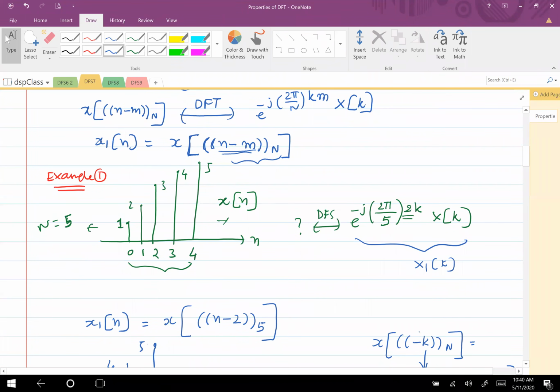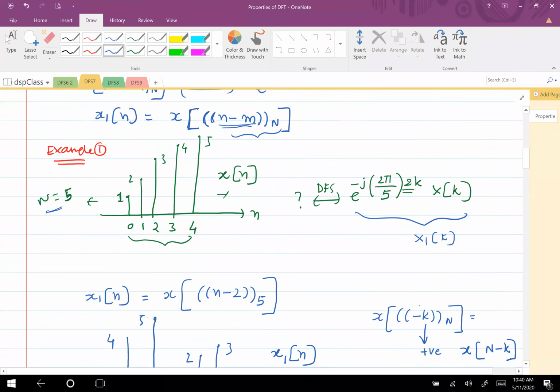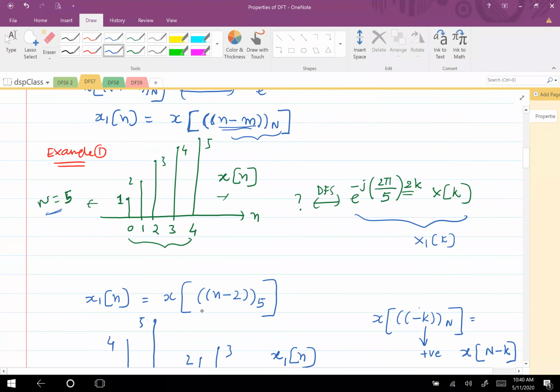Say for example, this is your x of n, with N being 5, and you want to shift it by 2, so you would write n minus 2 modulo 5. So how do you shift that? This makes the shift to the right. One way to look at it: the sample at 0 would start at 2, the ones at 3 and 4 would go to 5 and 6. So you simply move them to 0, and shift the rest by a factor of 2. That's how you could think of it.